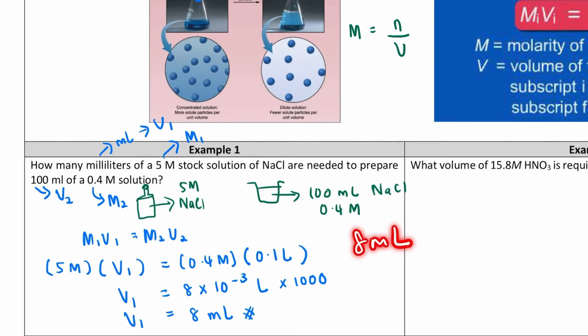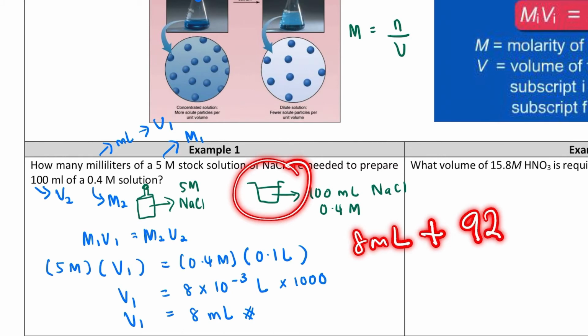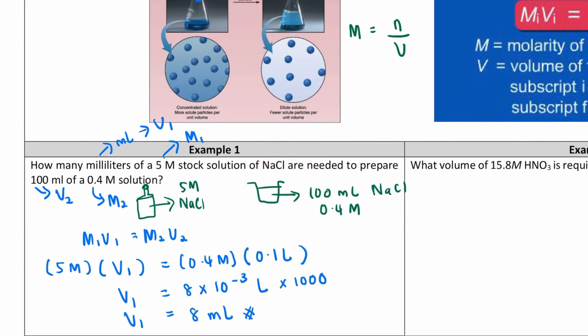Lepas tu tadi, kita nak hasilkan 100 ml. So, maksudnya kita tambah lagi 92 ml water sebagai solvent untuk menghasilkan 100 ml NaCl yang concentration dia adalah 0.4 molar. Tapi dia tak tanya pun berapa banyak water nak tambah whatsoever. Dia hanya tanya berapa banyak ml diperlukan daripada stock solution tu. So, this is the answer. Okay. So, kita perlukan 8 ml of 5 molar stock solution untuk menghasilkan 100 ml 0.4 molar solution.